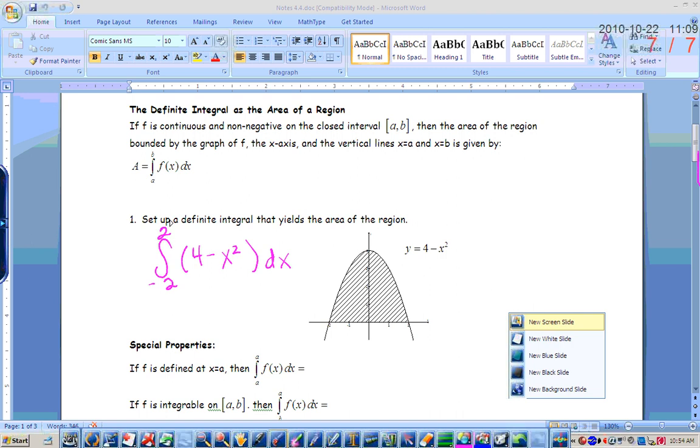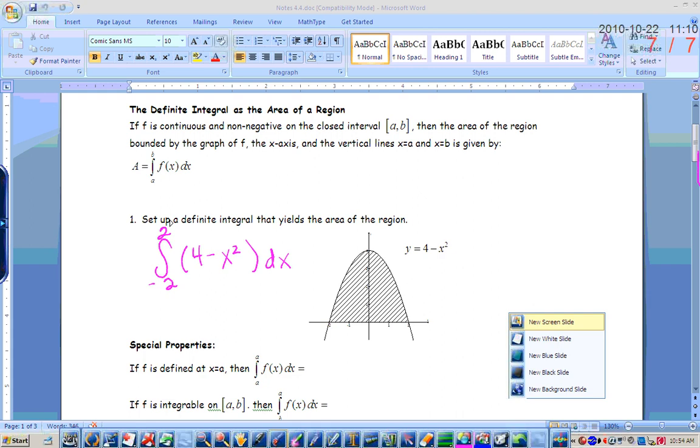The dx means that the 4 minus x squared is a derivative. And in order to solve this, you need to integrate it or find the function whose derivative is 4 minus x squared. And then in just a minute, I'm going to show you how to actually solve this.